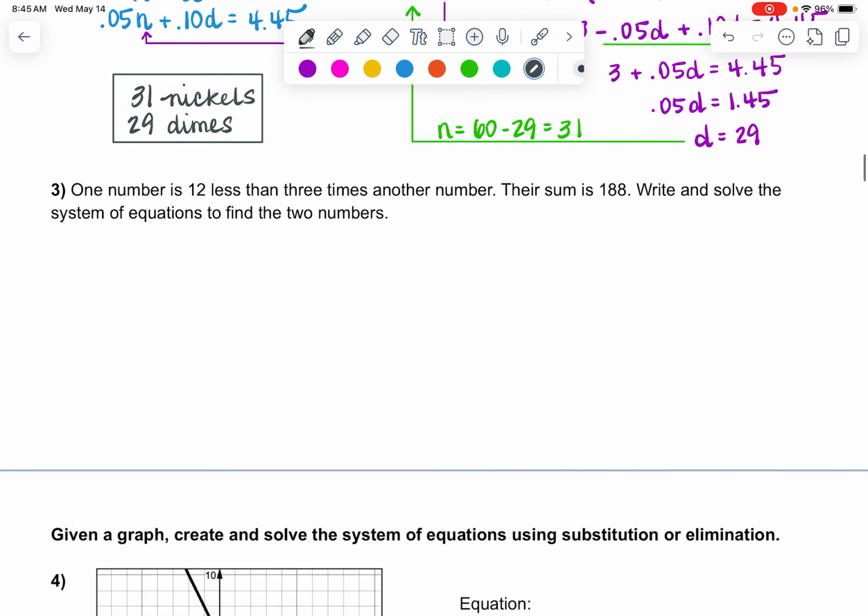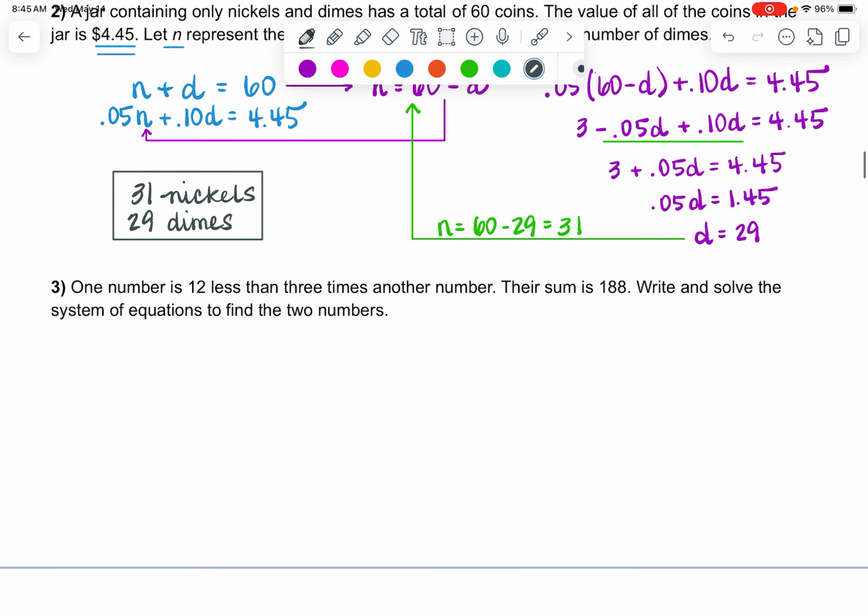All right, our last one, word problem here. So let's see. We've got one number is 12 less than 3 times another number. Okay, so remember, this is a write it as you read it problem. Anytime you start seeing words like is, less than, 3 times, some, these are all key words that are verbal phrases. So this is a write it as you read it.